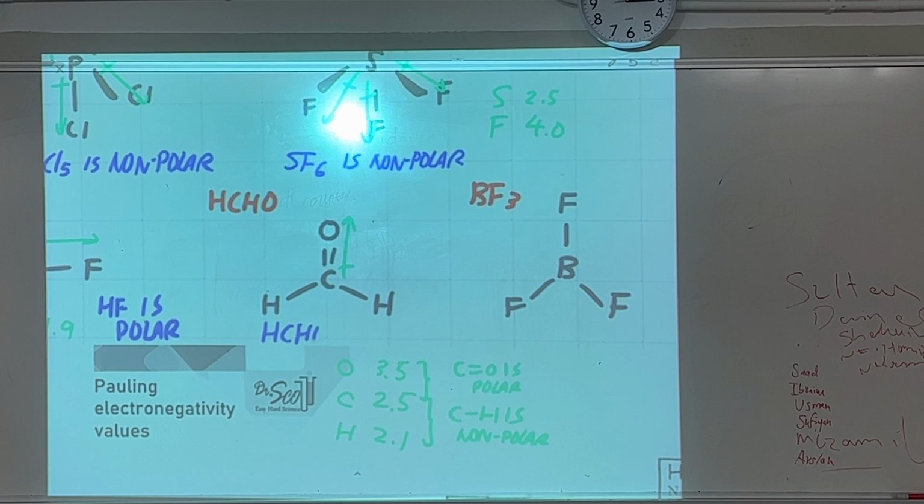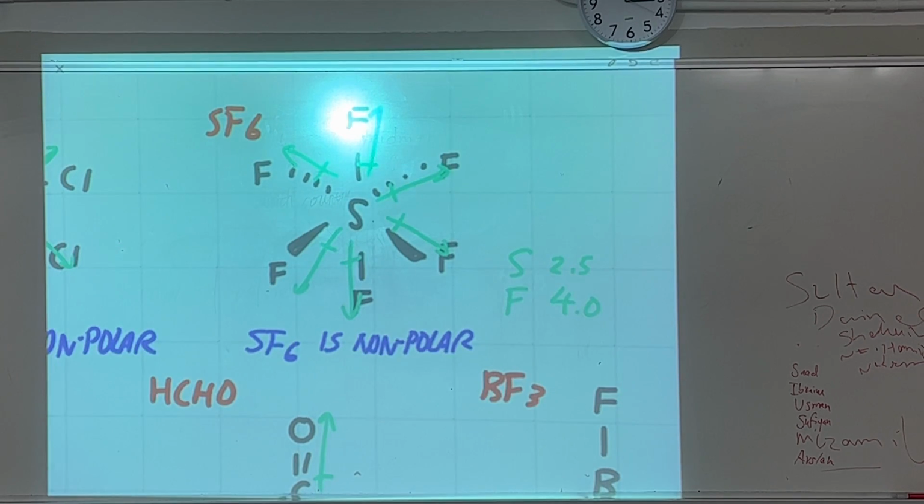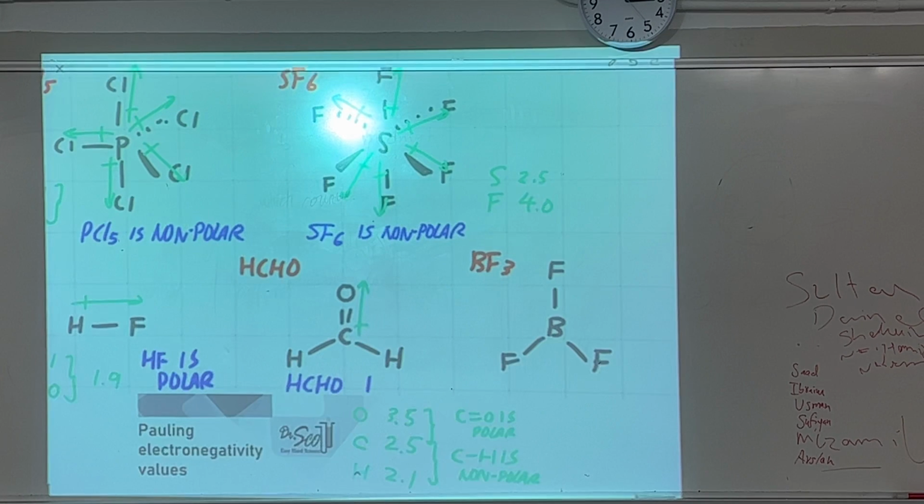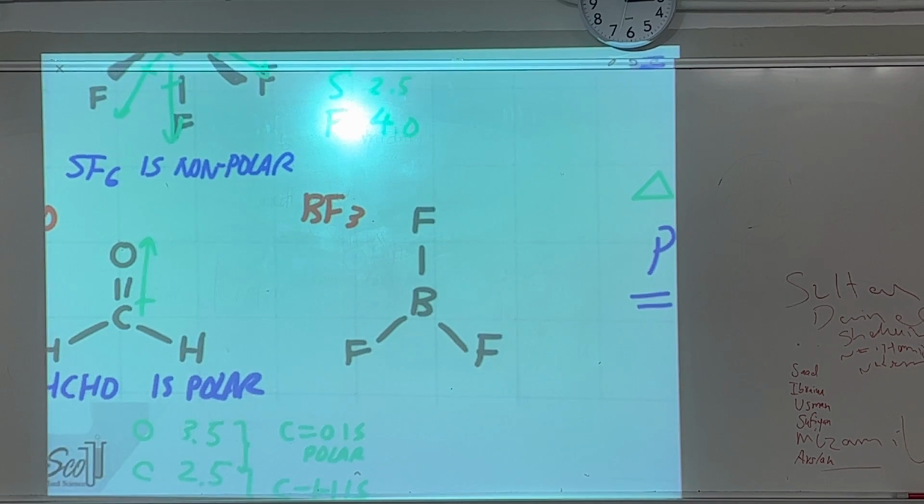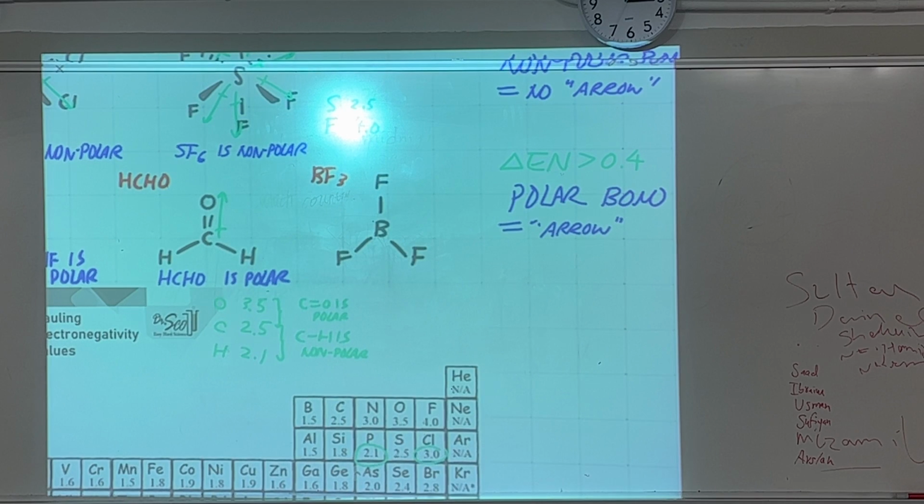Polar. Remember, non-polar means all the green arrows cancel out, so that nothing remains. Like in here, you see the green arrows all cancel. That's when you say it's non-polar. Here, nothing cancels out with this green arrow. Nothing cancels out with this green arrow. So HCHO is polar.